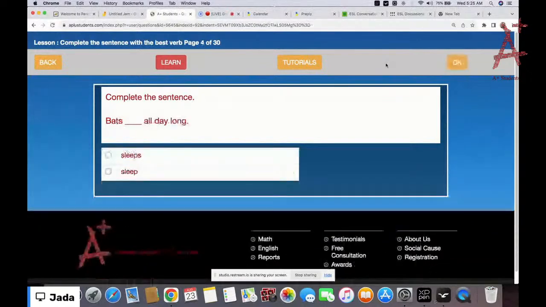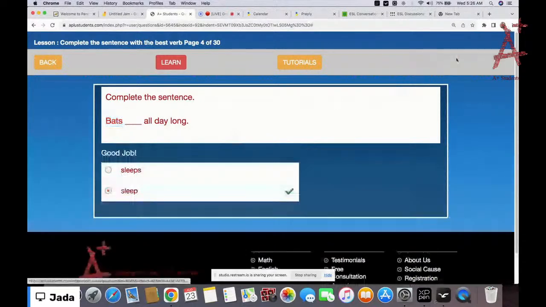Then bats dash all day long. Bats. So you see that it's more than one. So bats is with S. Okay, bats sleep all day long. Since it is plural, more than one, the verb is not going to have an S. So it's just going to be sleep.